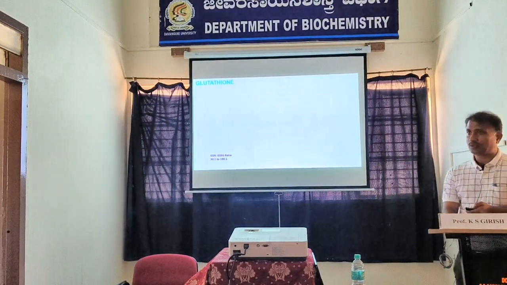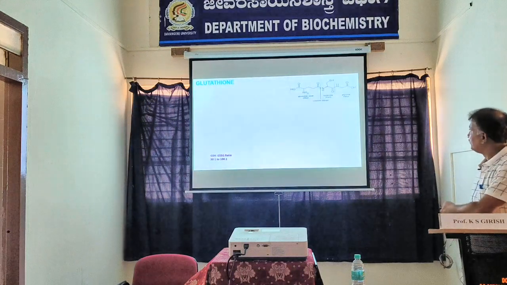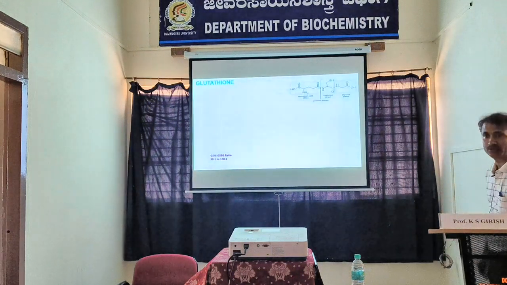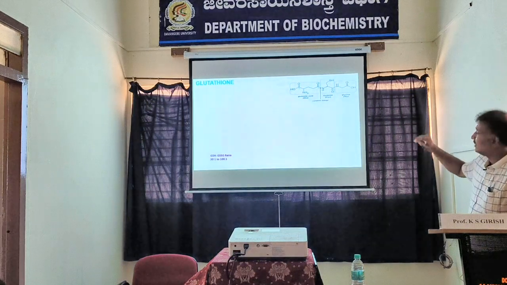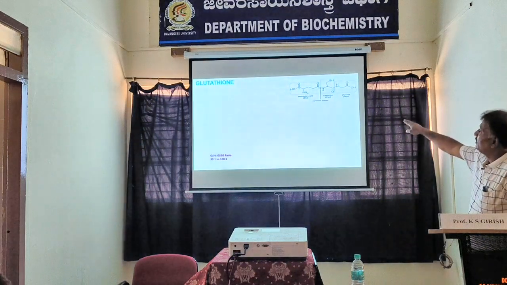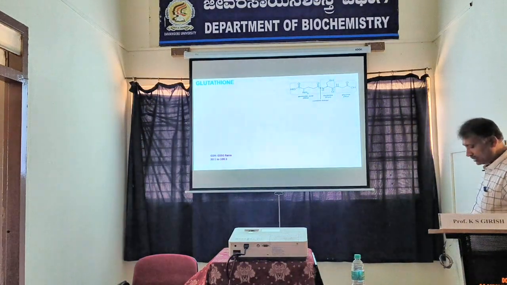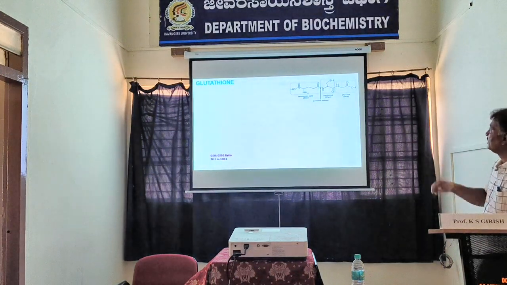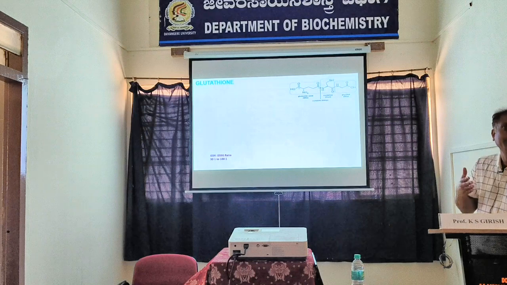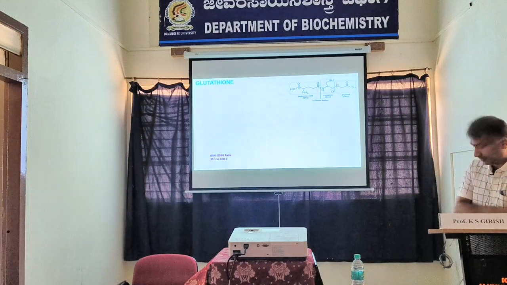Okay. So when glutathione cycles, this is the structure of glutathione. It is a tripeptide having glutamic acid, cysteine and glycine, and the peptide bond between glutamic acid and cysteine is different. It is an unusual peptide bond.